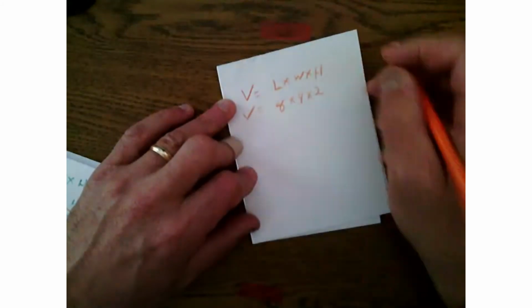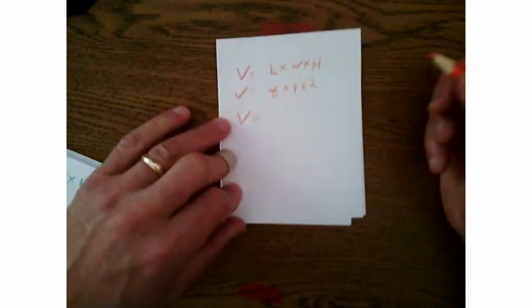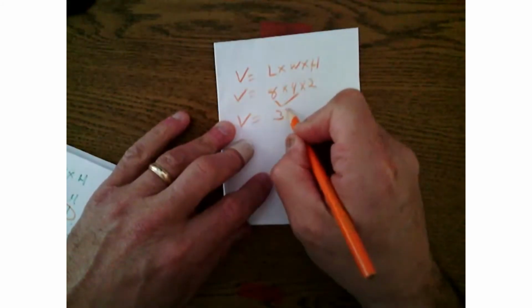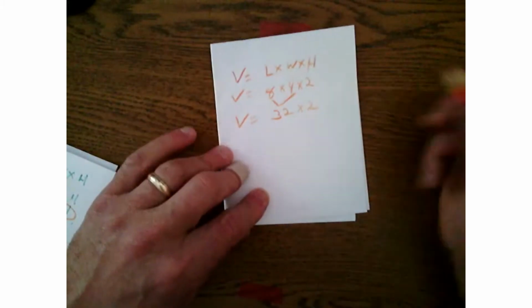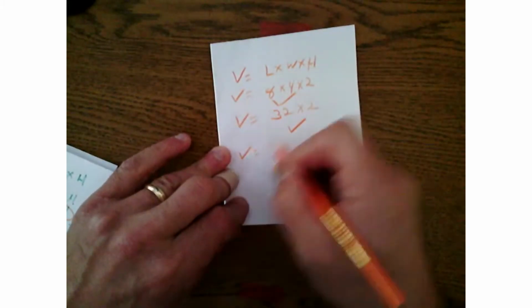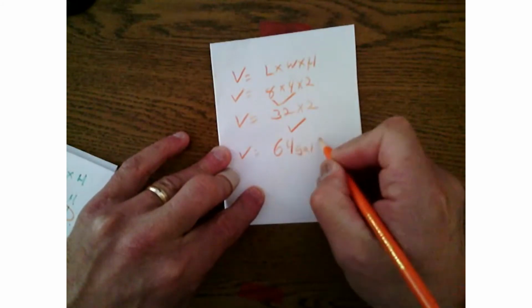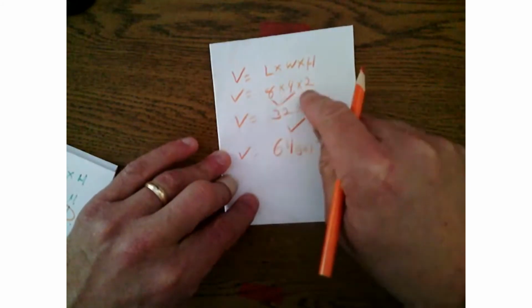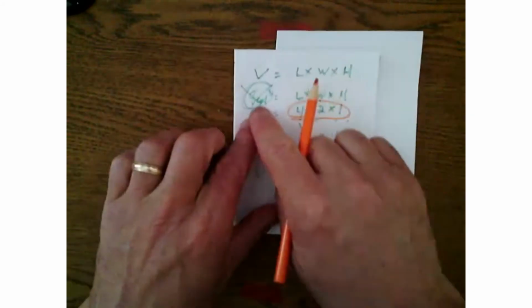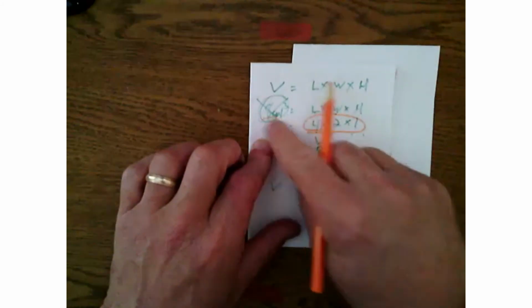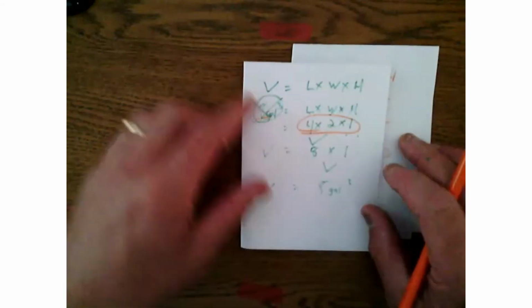I just doubled the length, the width, and the height. Well, when we do volume, 8 times 4 is 32, times 2, and 32 times 2 is 64 gallons cubed. So when I doubled the length, the width, and the height, I got 64 gallons. It didn't turn this into 16, it turned it into 64. Quite a big jump when you're using cubic volume.